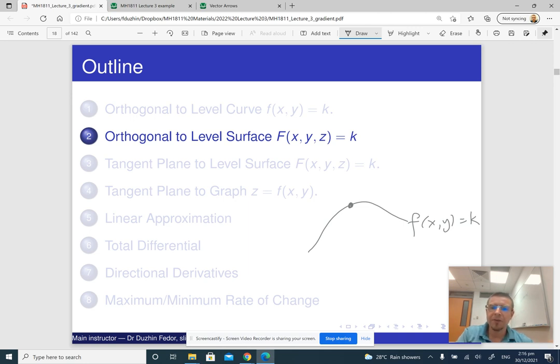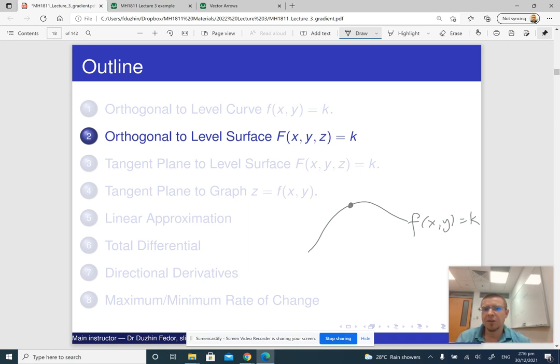Along the given curve, the temperature is fixed to be k. Say k is 30 degrees Celsius. So along this curve, the temperature is exactly 30 degrees, and if you are driving along this curve, the temperature is not changing. At the same time, you know that the gradient is the direction in which the rate of change of the temperature is the fastest.